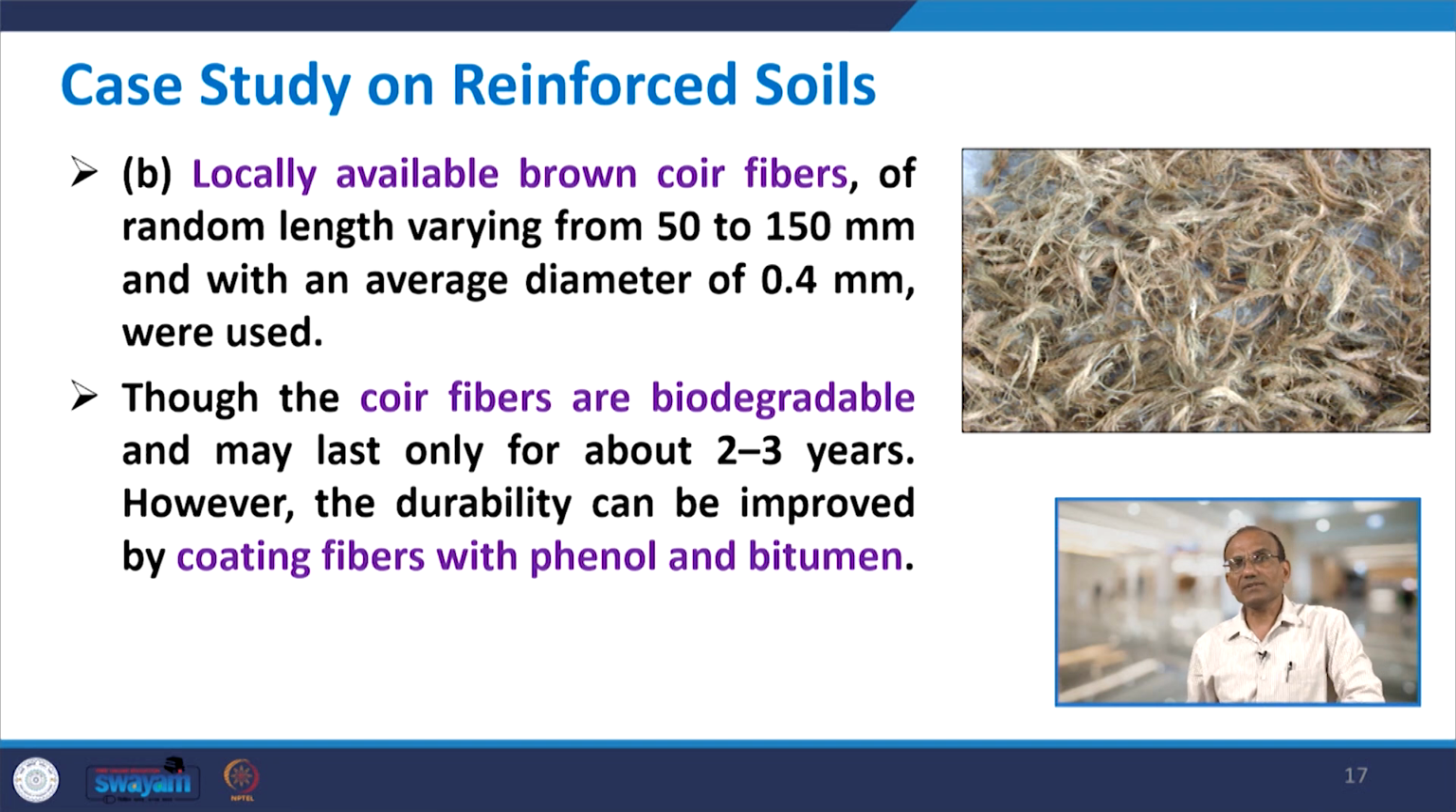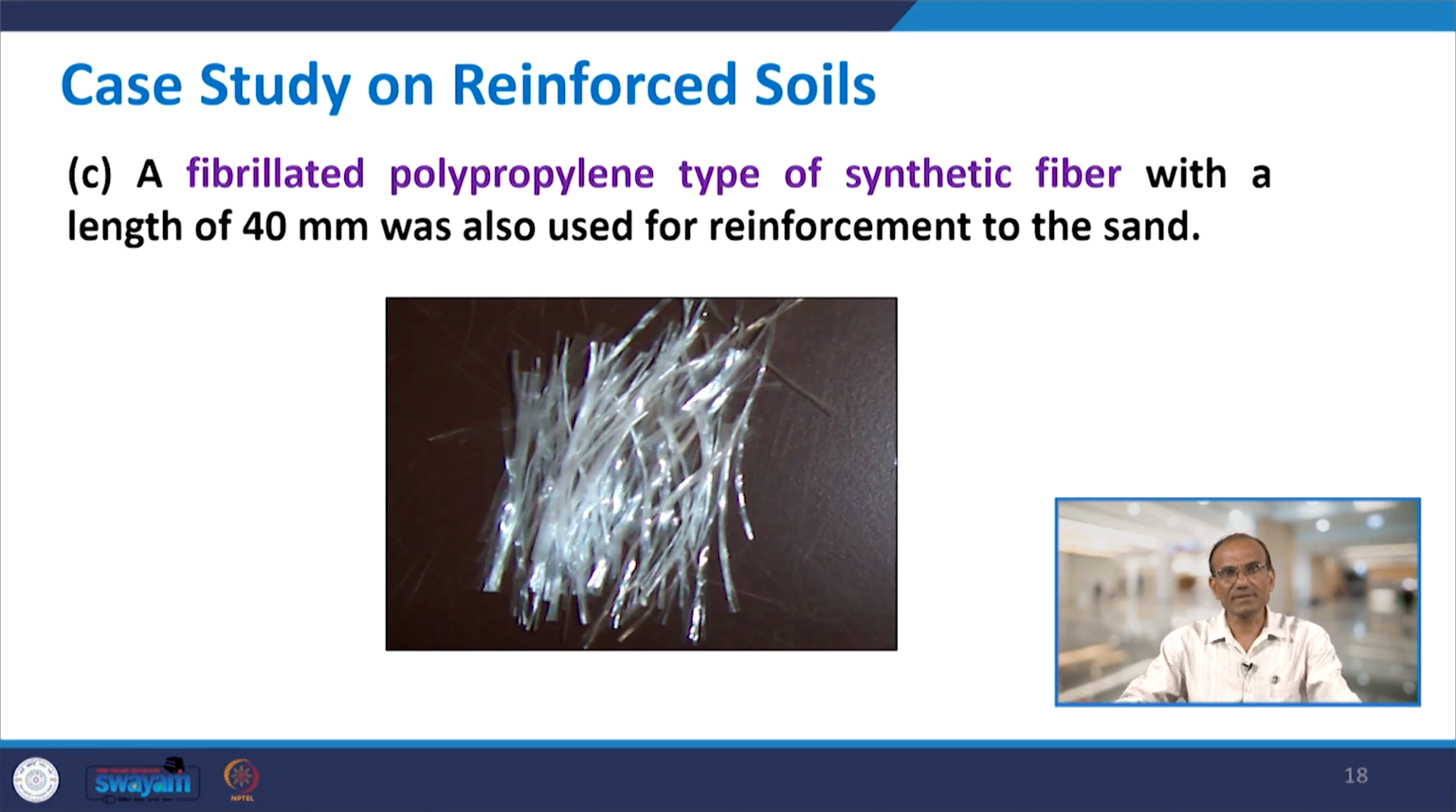The second material used is locally available brown coir fibers of random length, varying from 50 to 150 mm, so the length is quite variable, with an average diameter of 0.4 mm. The diameter is also not constant, but there is a large variation in the length of these fibers. Though coir fibers are biodegradable and may last only about 2 to 3 years, the durability can be improved by coating these fibers with phenol and bitumen.